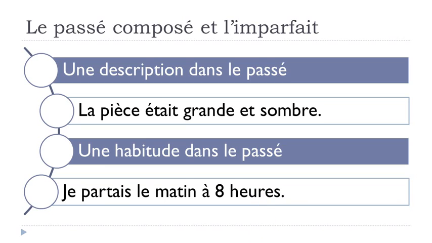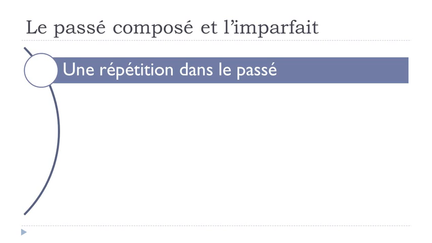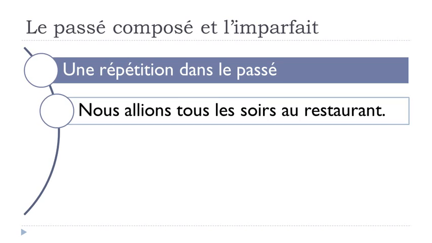Not so far from this habit concept is something that will repeat or that did repeat itself in the past. Une répétition dans le passé. So if you want to say something that repeats itself in the past, then in that case you should use l'imparfait. The example: nous allions, so aller, to go, tous les soirs, every evening, au restaurant. In that case, you should definitely use the imparfait form. Nous allions tous les soirs au restaurant.